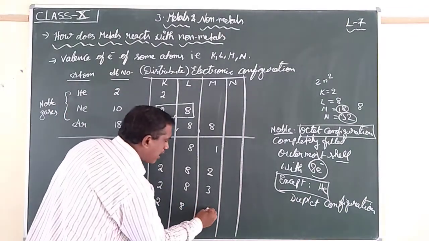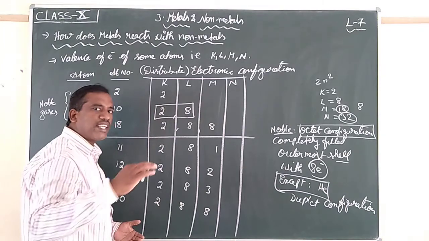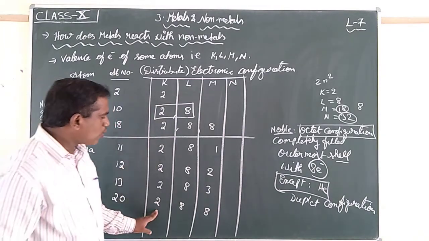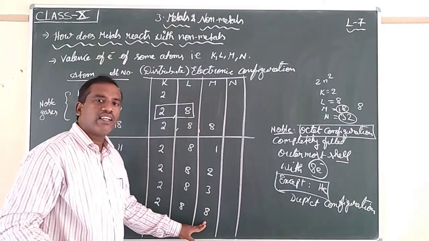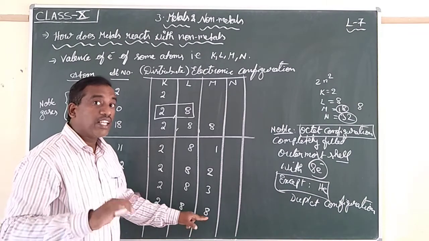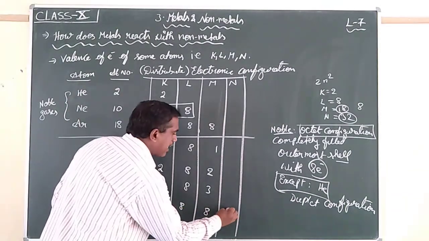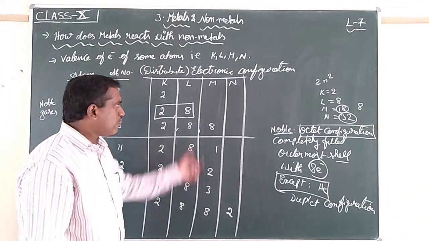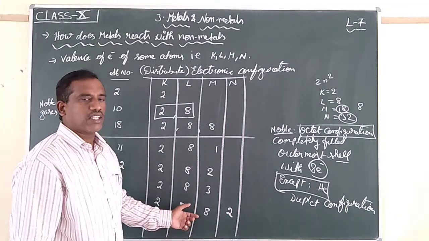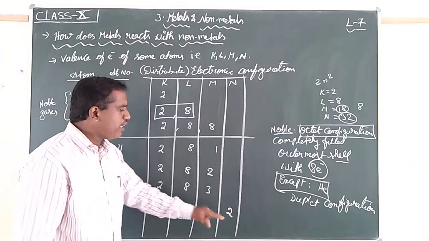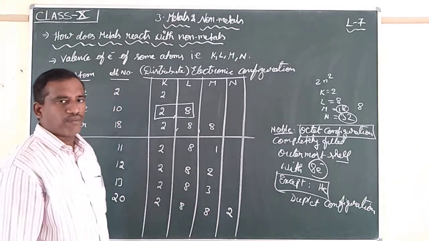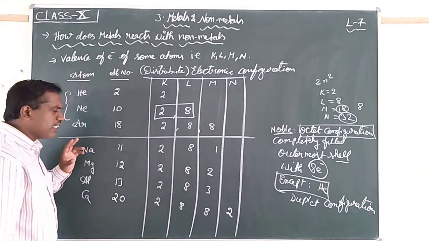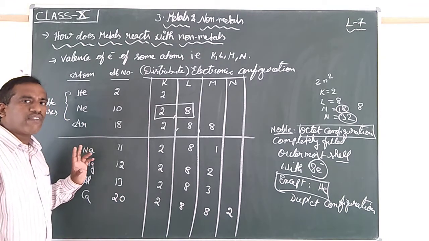But every shell, first it must complete octet configuration. Means up to now 2 plus 8, 10, 10 plus 8, 18 we got. Remaining 2 are there. They are entering into the N shell. This just wants to show that one of the shells contains noble gas configuration. Once N gets the noble, then the remaining shells will be filled. Let us see, this is the key point for us.